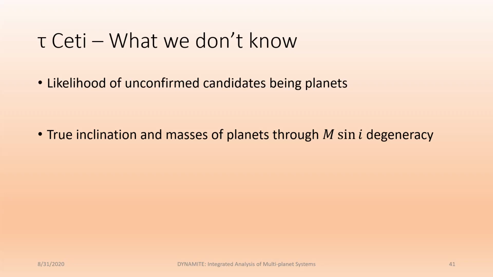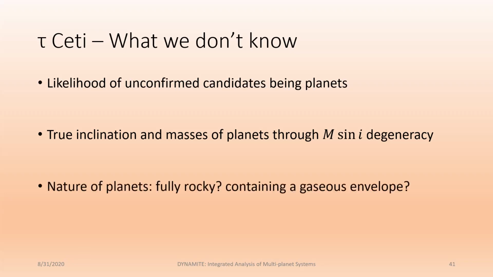Because of this, we do not know if the planets are rocky super-Earths or gaseous Neptune-type planets. Also, even though the system has already been reported with 8 possible planet candidates, could there be more to be found?